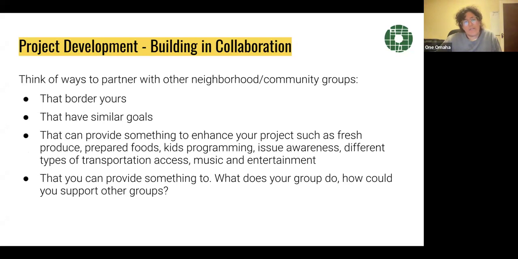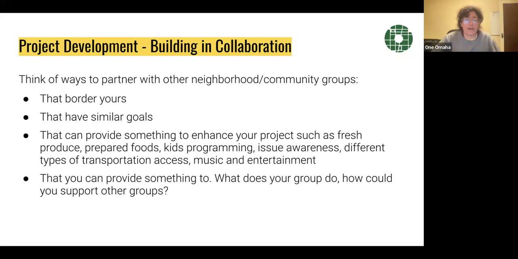Okay, and then thinking about building in collaboration. So just thinking of ways that you could partner with other neighborhoods or community groups that border you, that have similar goals, or that could provide something to enhance your project. So if you're having a party, maybe a community garden can provide fresh produce, or a local restaurant could provide prepared foods. Maybe somebody could bring their mobile art gallery, or if you've got folks that are doing issue awareness, or different types of transportation access, music, entertainment, kids programming, those are all great opportunities to collaborate.